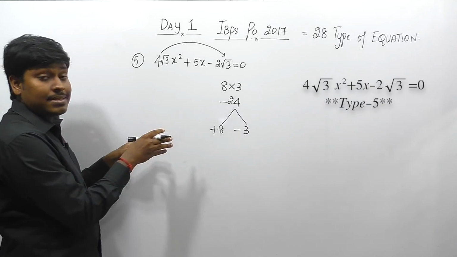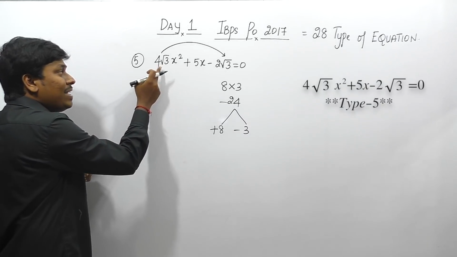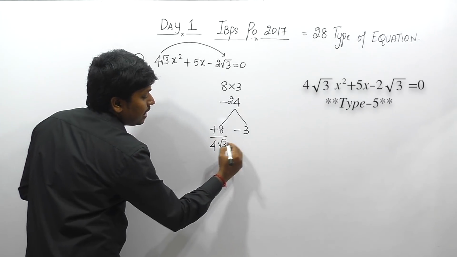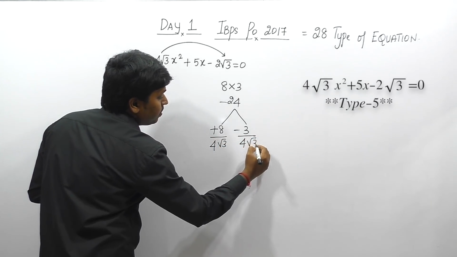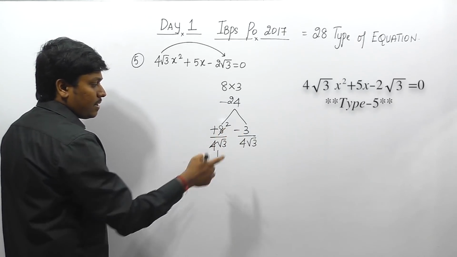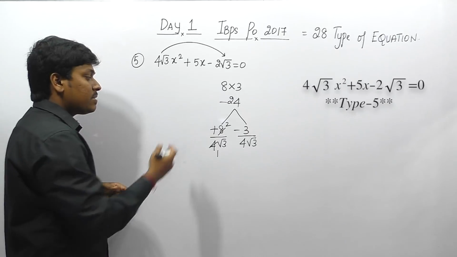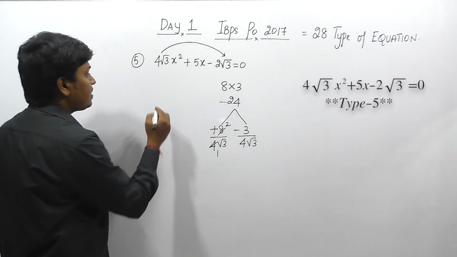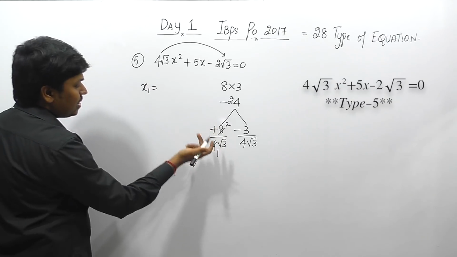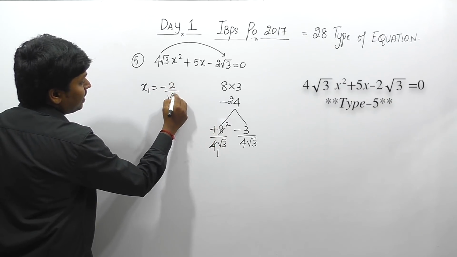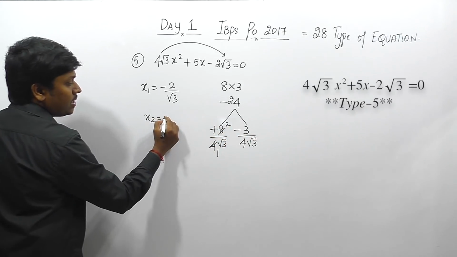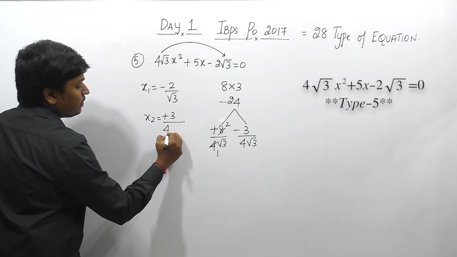But don't take this as the factors, because before x square we have a constant 4 root 3. So you need to divide this by 4 root 3, and similarly you need to divide this by 4 root 3. So we can cancel: 4 ones are 4, 2 fours are 8, and here we can't cancel anything. So friends, while writing a factor, you need to change the sign. So x1, here it is plus 2 divided by root 3, so this can be written as minus 2 divided by root 3. So x2, here it is minus 3 divided by 4 root 3, and this should be written as 3 divided by 4 root 3.